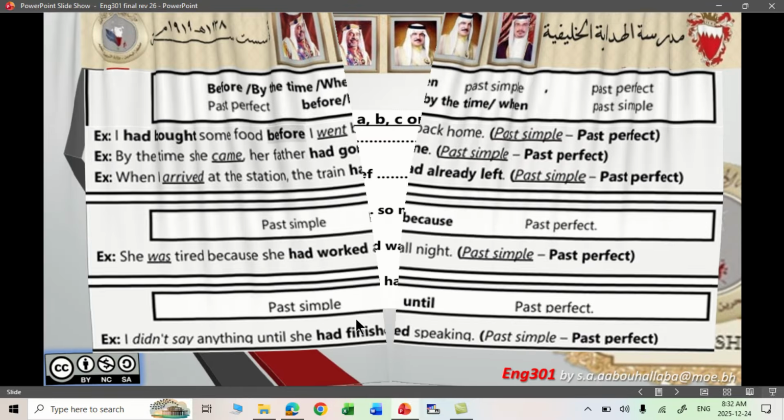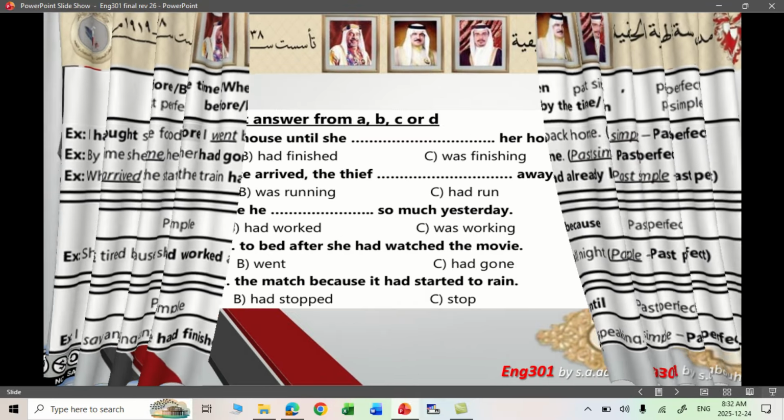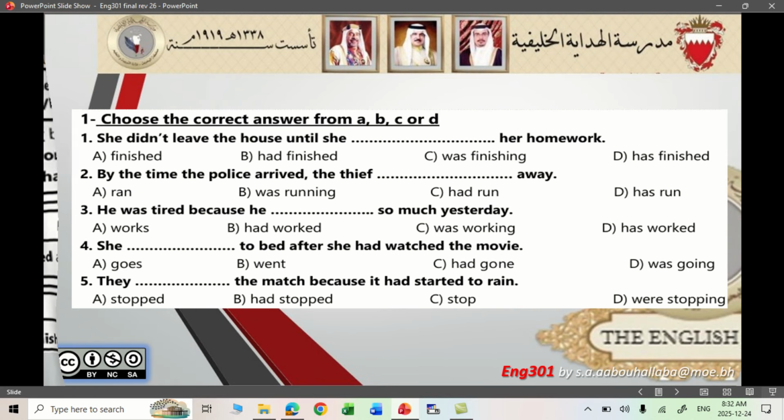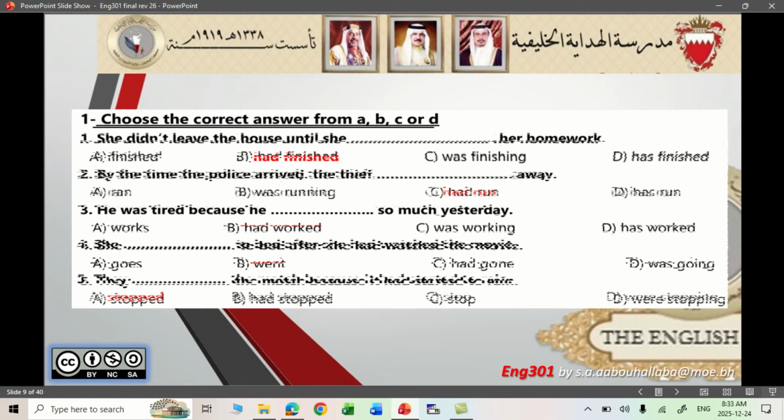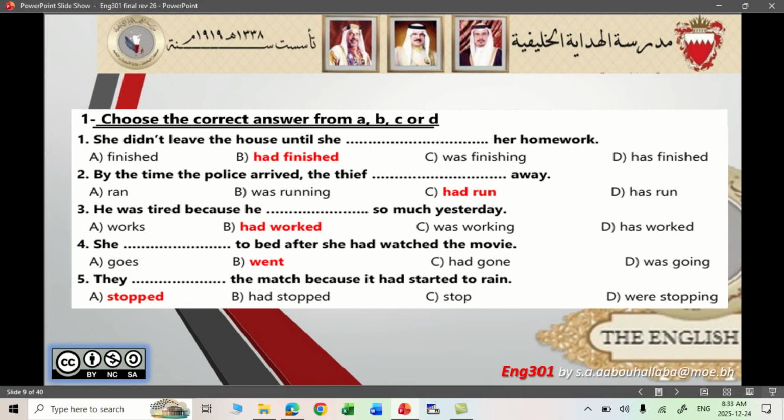All right. Now, gentlemen, you have this exercise. I want you to pause the video for a while, try to answer, and then I will be showing you the right answer, the model answer for it. Well, now as you have tried, let's check your answers. Here are the right answers. Check and mark for yourself.